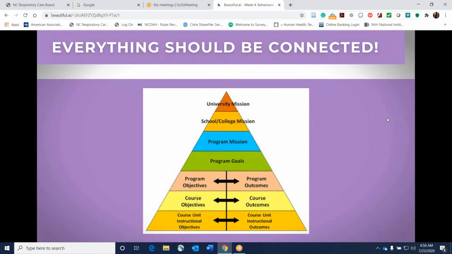We also finished up with how things should connect. Starting from the top, you have the university mission, the school, the program. All of these missions should be accomplished, or at least your part of that mission should be accomplished, through the program goals, objectives, course objectives, and then unit instructional objectives. So what we're working on right now is a unit instructional objective, which has to do with behavioral objectives, which feeds into the overall course objectives in terms of your understanding and application of educational methodology.